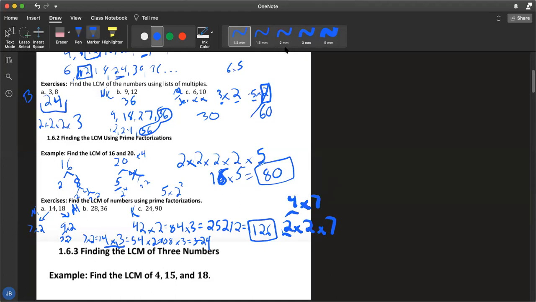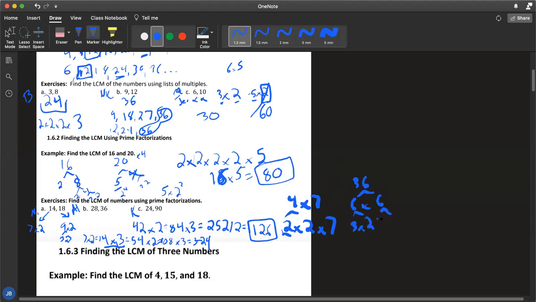I broke the 36 down by doing 6 times 6. Then I broke the 6 down with 2 times 3. And then I did 9 times 2 times 2 times 2 times 3 times 2 times 3.